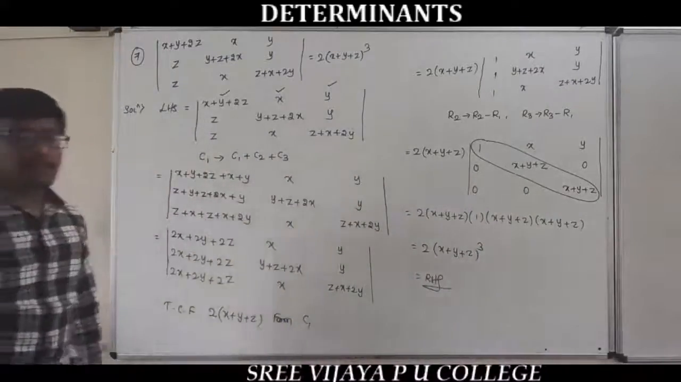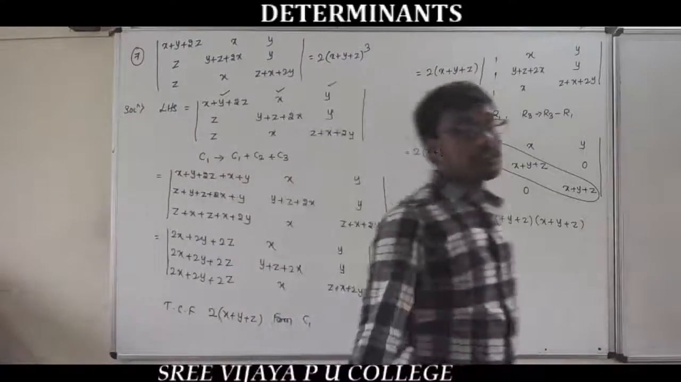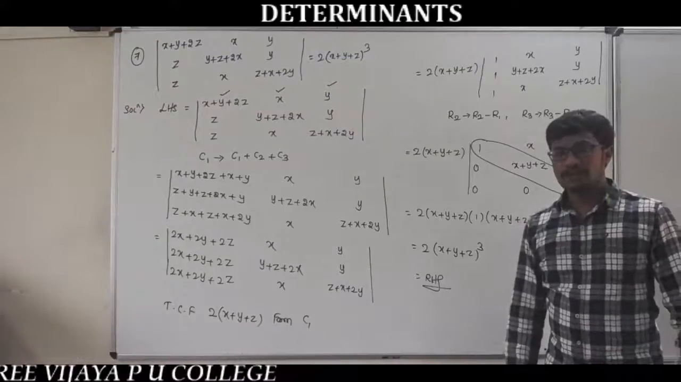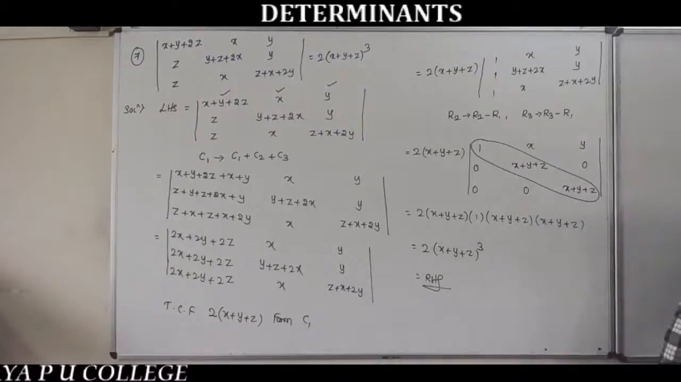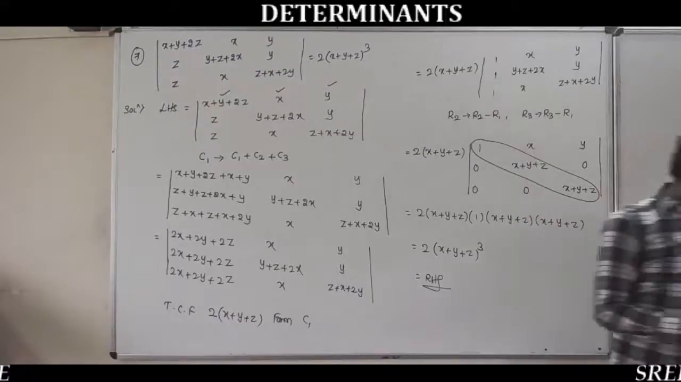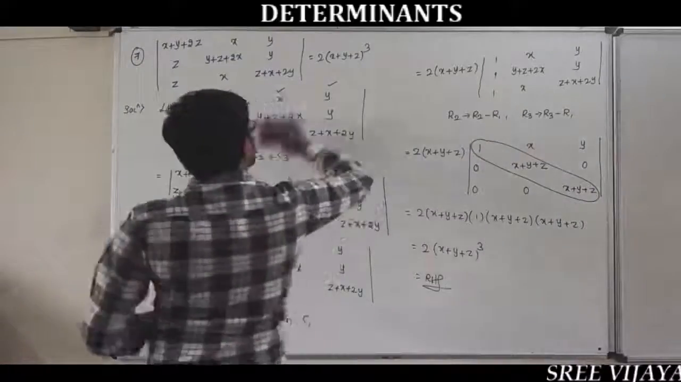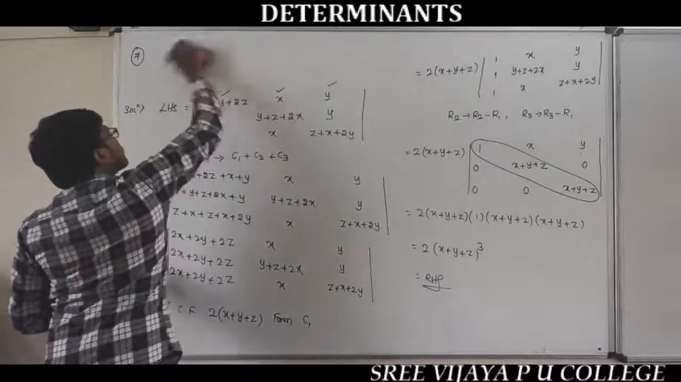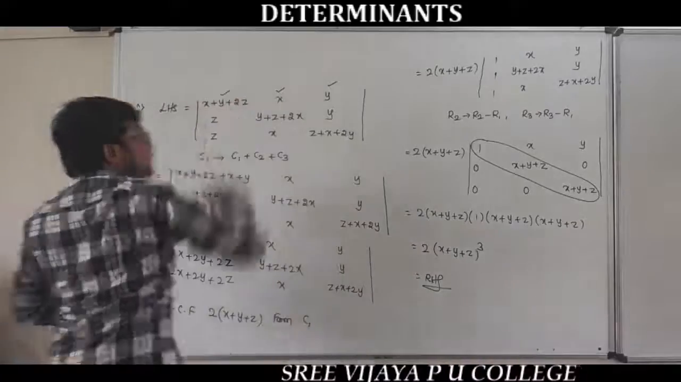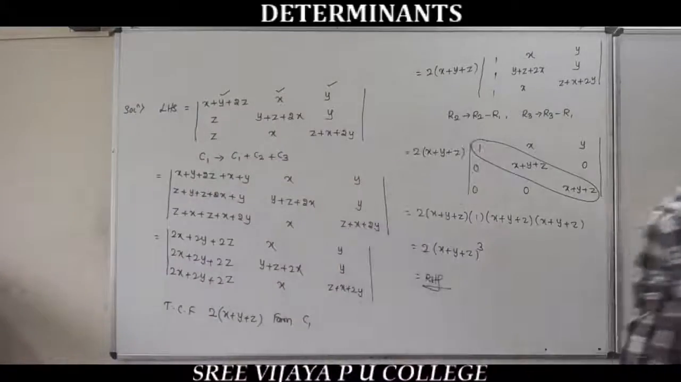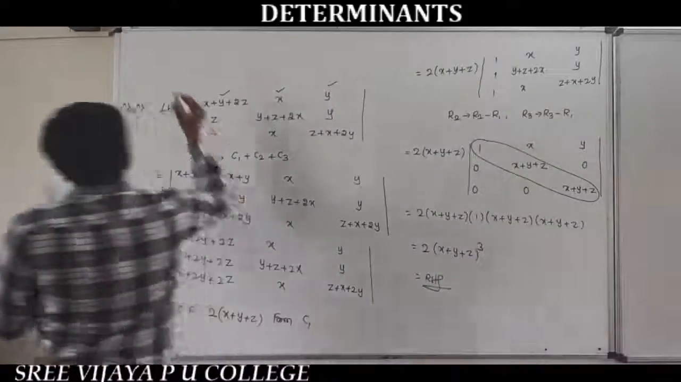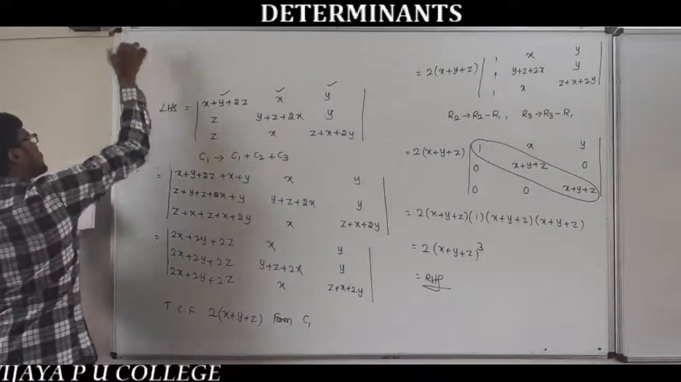So this is how you can prove the problems, by using the rows and by using the columns. Got it? Next one. So once again, you can work out these problems. Otherwise, you will not get the problems properly in the properties of determinants. Okay. So next, 8th question.